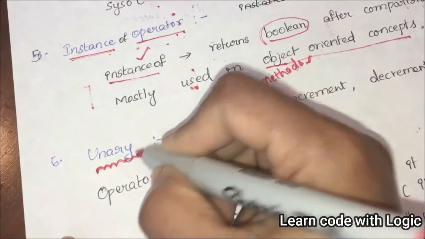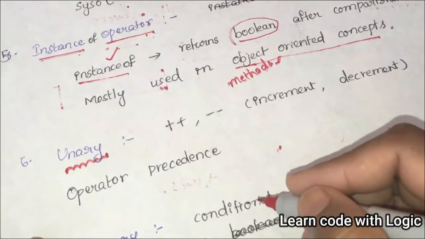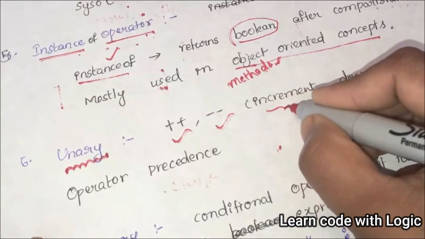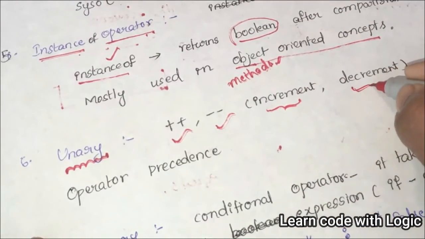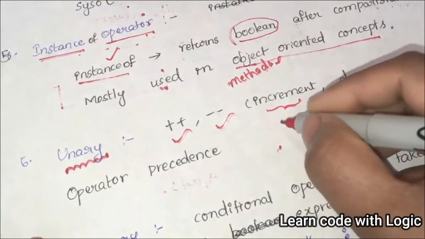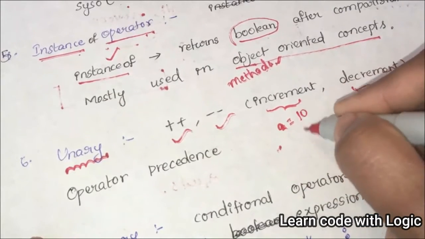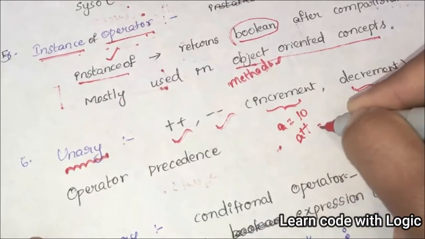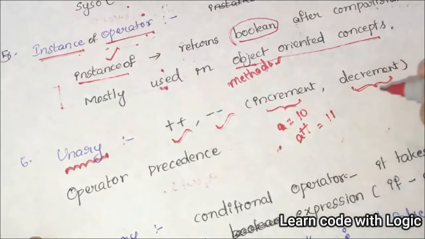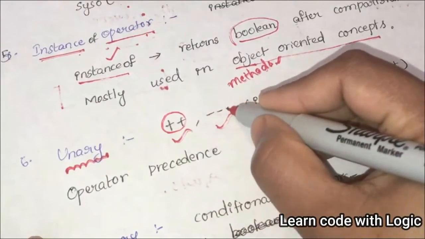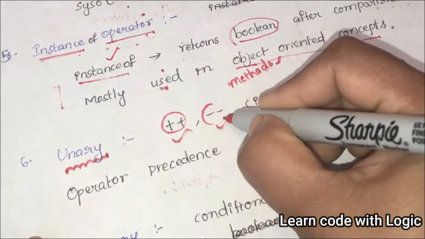Next one is unary operator. Unary operator does increment and decrement. Increment means it increases the value by one and decrement means it reduces the value by one. For example, we have taken a is 10 over there. If you give a plus plus, it takes as 11. So this plus plus is increment operator and minus minus is decrement operator.